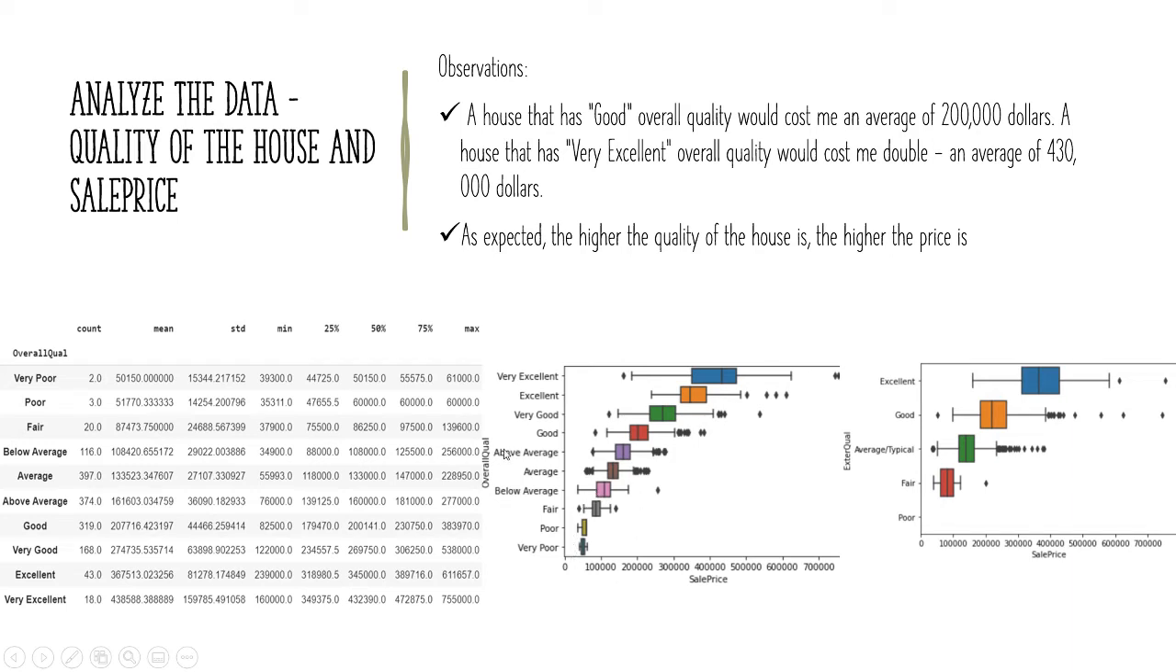And also, as you may expect, the higher the quality, the higher the price is. As you can see, in terms of overall quality, when we sort the overall quality, we can also see that the sale price distribution decreases as the overall quality decreases, and external quality also shows that as the external quality decreases, the house price decreases.